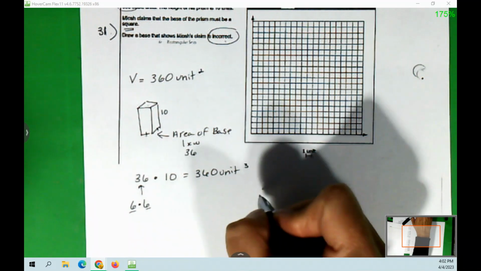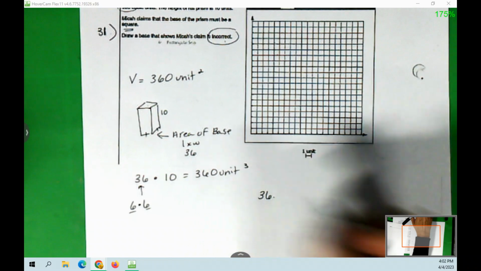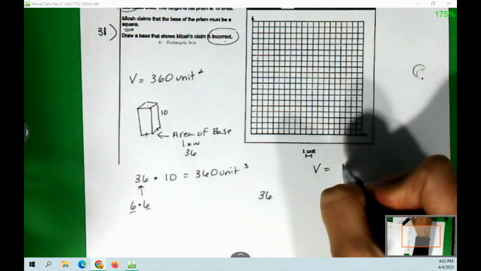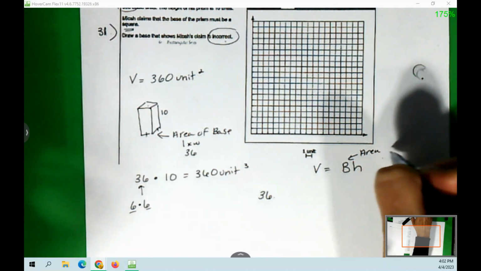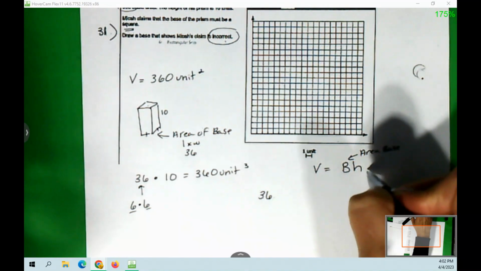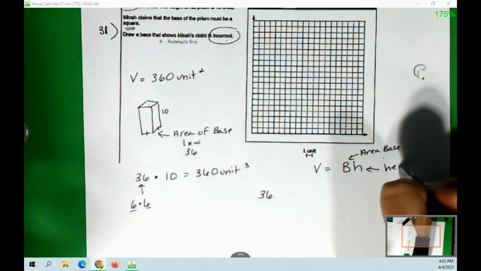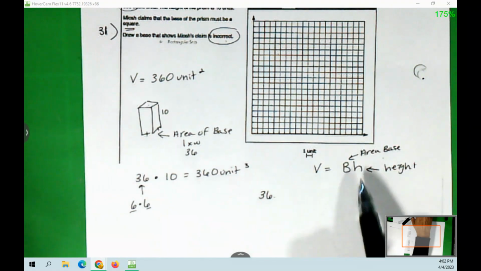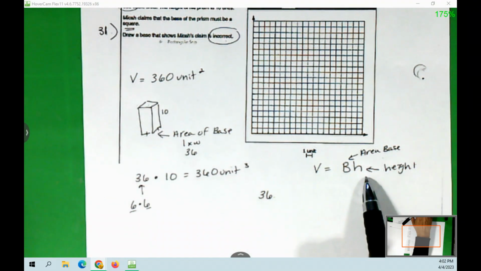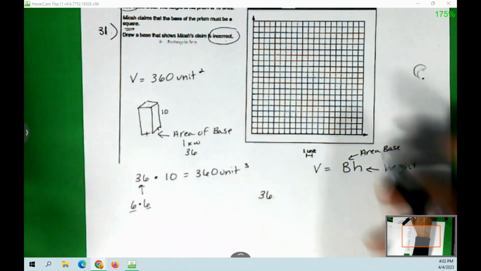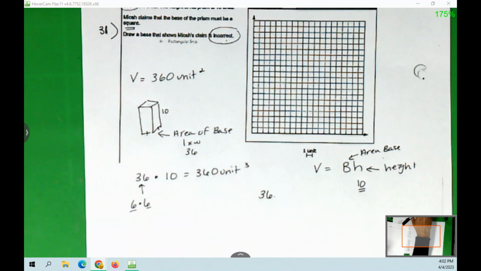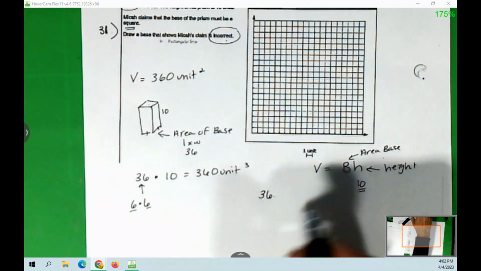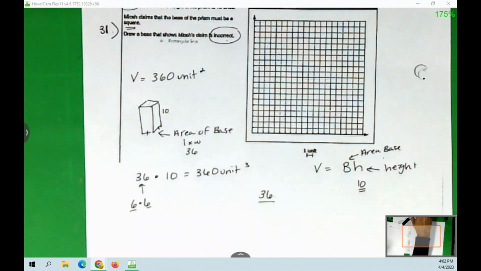So how many different ways can we get a base of 36? Remember, volume is BH, area of the base times the height. Okay, it's three-dimensional, so you have your length, width times your height. And we're told the height has to stay as 10. Okay, but your length and width can be anything that is going to give you that base of 36.